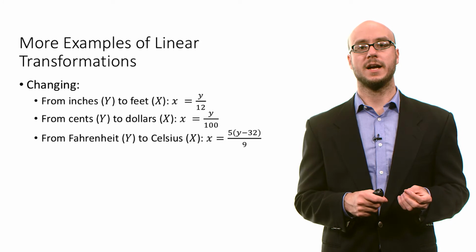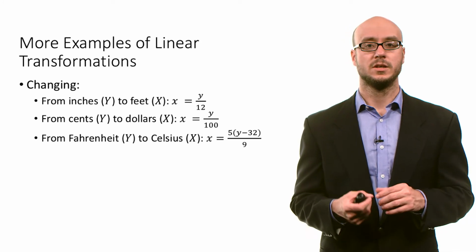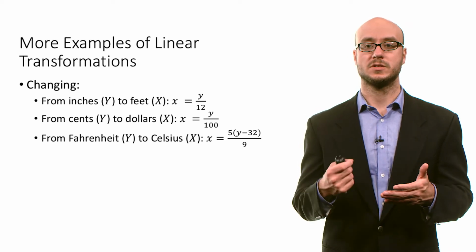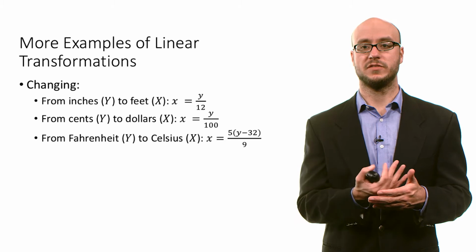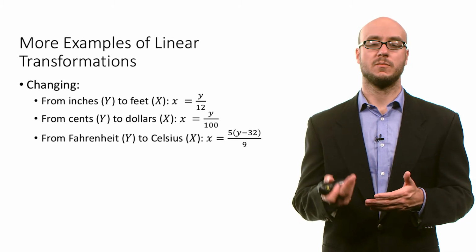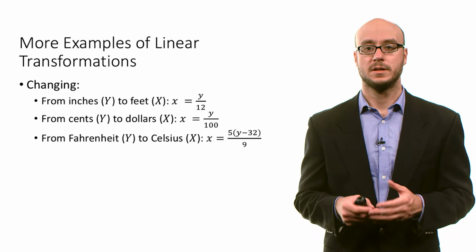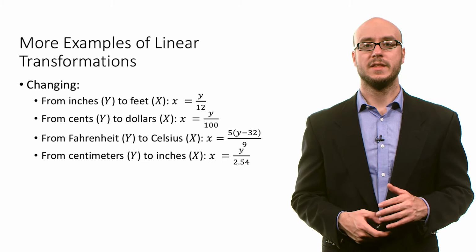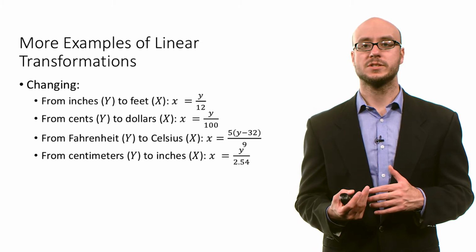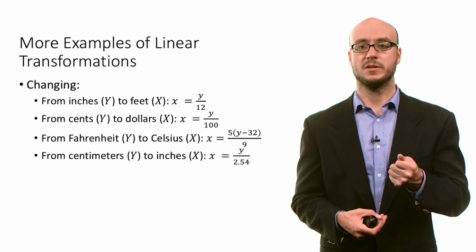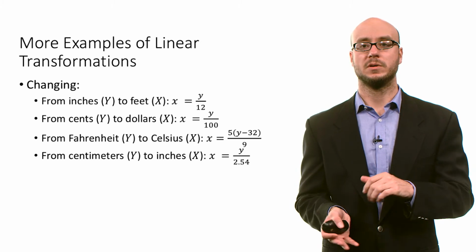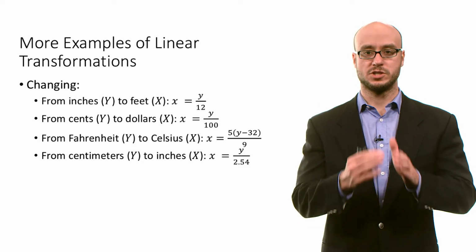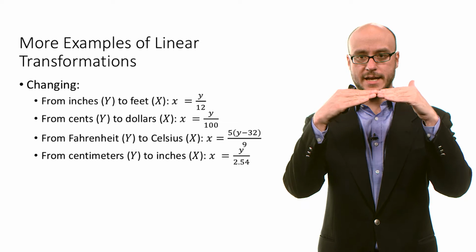If you want to go from Fahrenheit back to Celsius, you can use this equation, which is, in essence, just taking y minus 32. So that's recentering, that's shifting around the data. And then you're multiplying by 5 over 9. Again, all that's doing is changing the spread, the scale of the data. And if you want to go from centimeters back to inches, you can just take centimeters divided by 2.54, and that will give you inches. Again, all we're doing is these linear transformations. We're changing where the data are centered, and we're changing that spread.